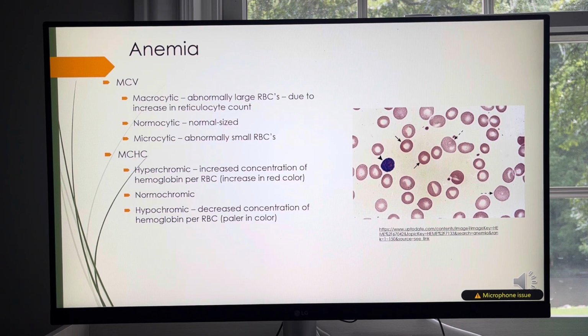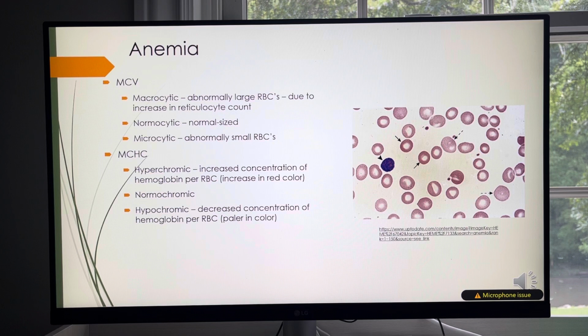Okay, so you have a patient, you do a CBC on him or her, there's a low red blood cell count, there's a low hemoglobin, and there's a low hematocrit. The patient has anemia. Then look at the MCV and the MCHC.